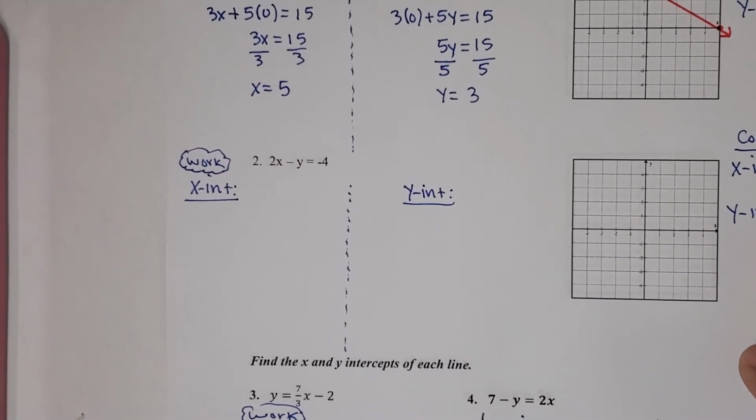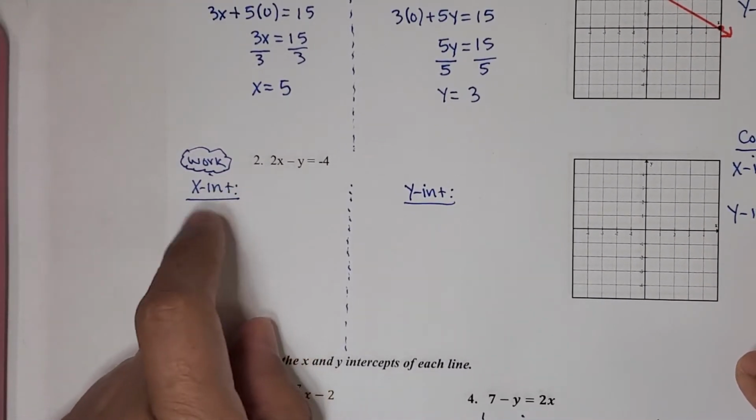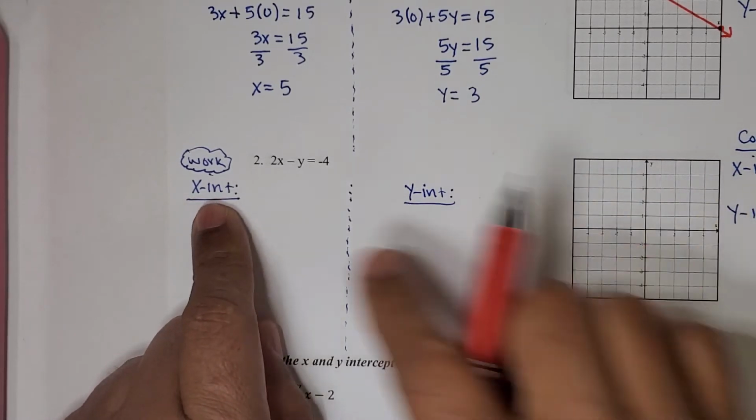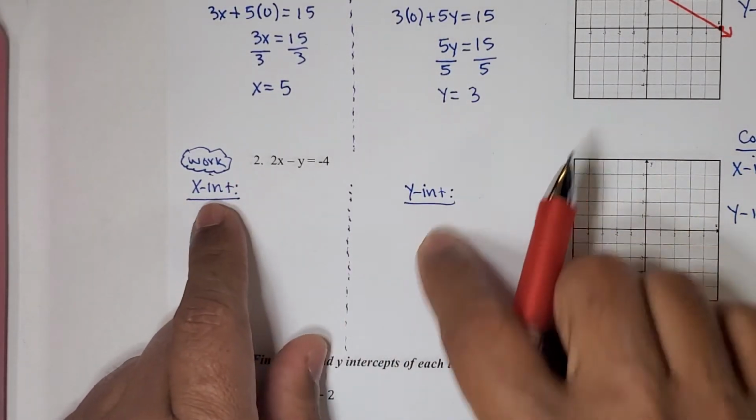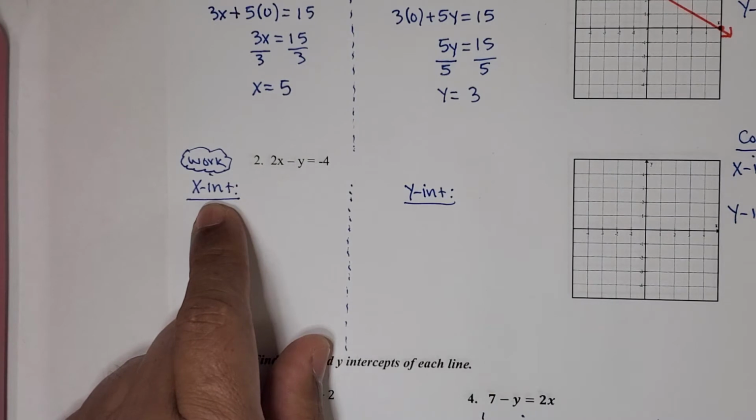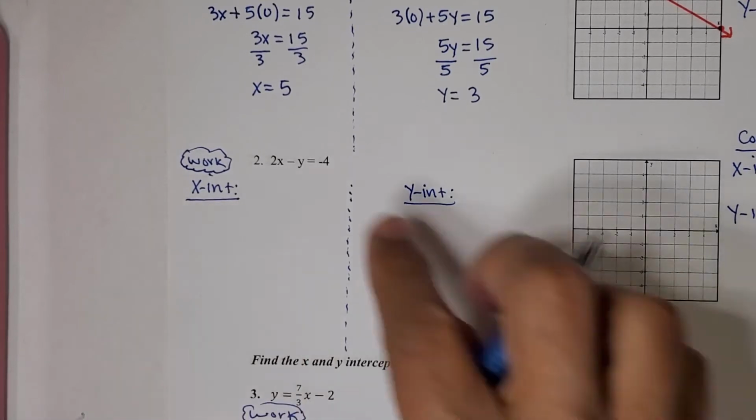For this one, again, notice that I'm labeling this. I know you see this twice, but this is for the work. I'm showing the work here, and then I'm stating the coordinates in this section. Let's start again.